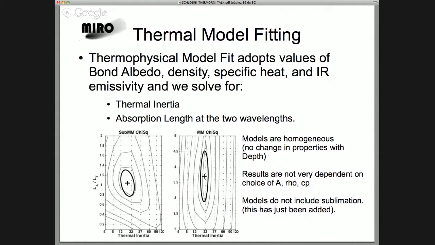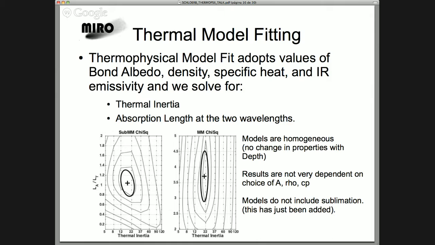Okay, so let's move on and look at the other way we analyze this data, and that is by fitting thermal models to the data. So our approach here has been, we have a thermophysical model. It's the model that Steve Keim, my colleague, has been developing for years and was applied to the Lutetia data and so on that was published before. The strategy here is to adopt values of various parameters which we think we know reasonably well, or in any case are not as likely to be as variable as the thermal inertia in the case of the model.